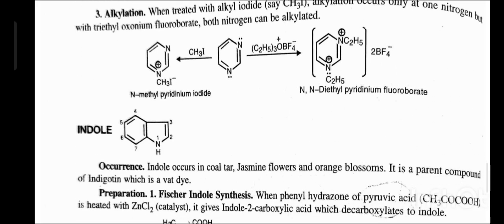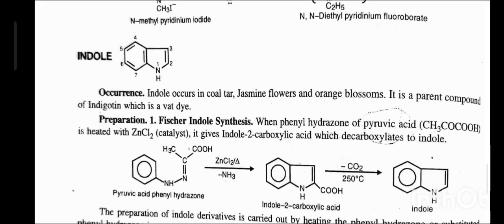Indole. Occurrence. Indole occurs in coal tar, jasmine flower and orange blossoms. It is a parent compound of indigotin, which is a vat dye. Preparation. Fischer indole synthesis. When phenylhydrazone of pyruvic acid is heated with ZnCl2, it gives indole-2-carboxylic acid, which decarboxylates to indole.